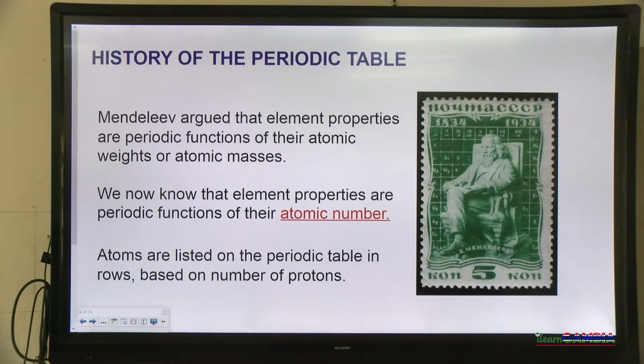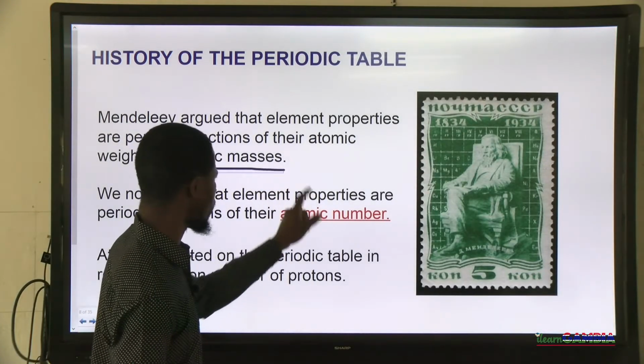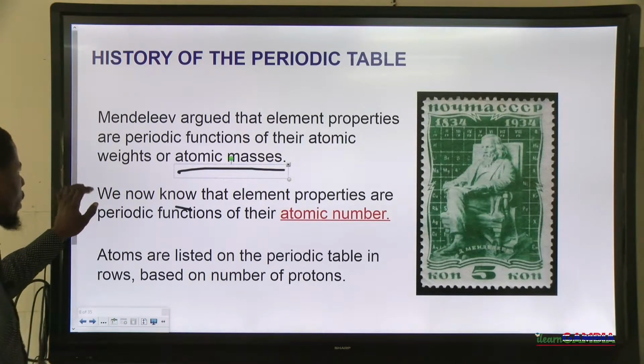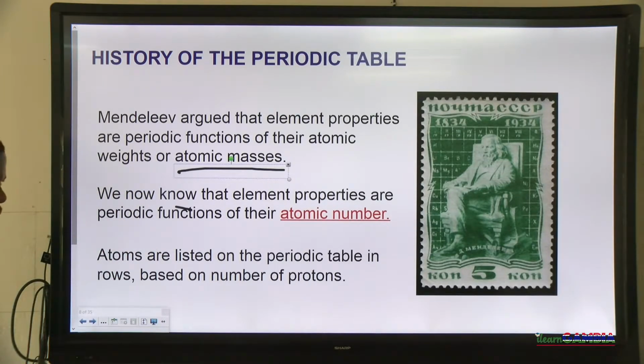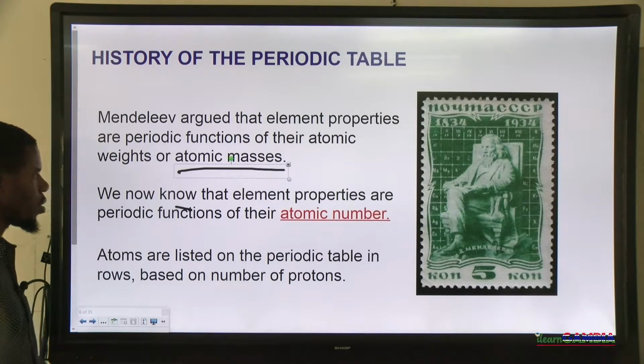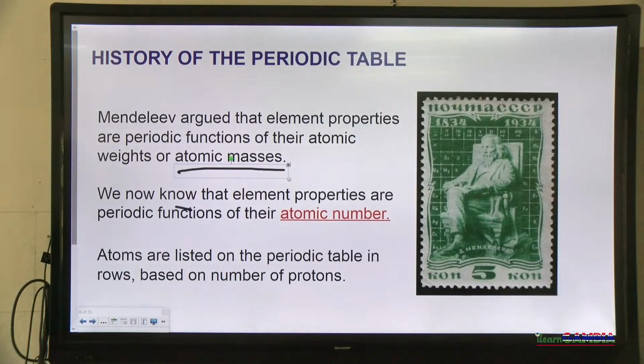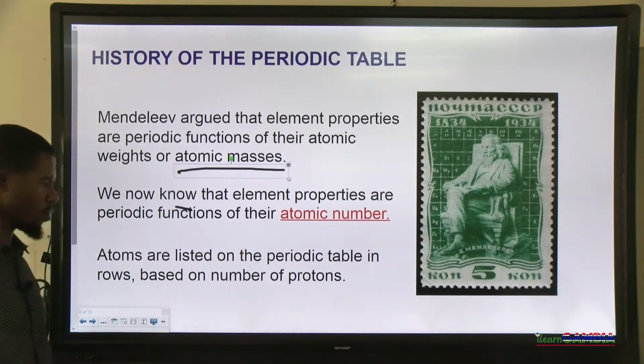As I mentioned previously, looking at the history of the periodic table, this is Mendeleev's argument that element properties are a periodic function of their weights or atomic masses. I already explained that, because he believed that elements in the periodic table are arranged according to increasing atomic mass. But we now come to realize that this statement is not true, but instead they are arranged in order of increasing atomic numbers. We now know that the elemental properties are a periodic function of their atomic numbers.